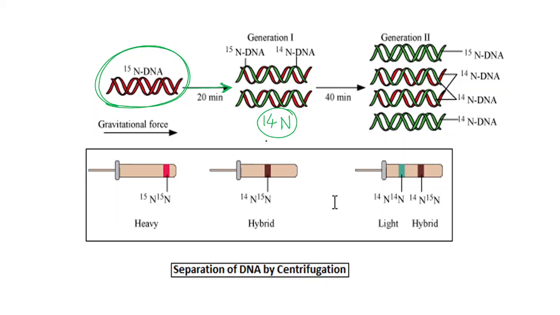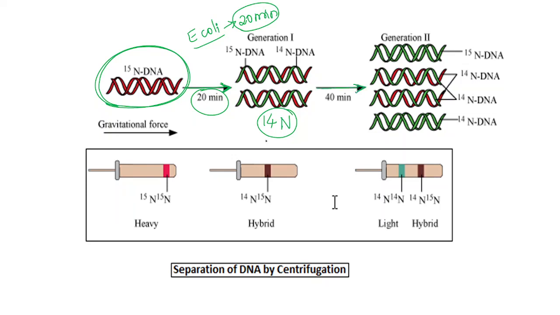And you know that here they have mentioned the time, that is 20 minutes. Why? Because E. coli bacteria will divide every 20 minutes. If it is going to divide every 20 minutes, then it is nothing but the DNA replication being completed in 20 minutes. Is that clear? So, next what will they do?